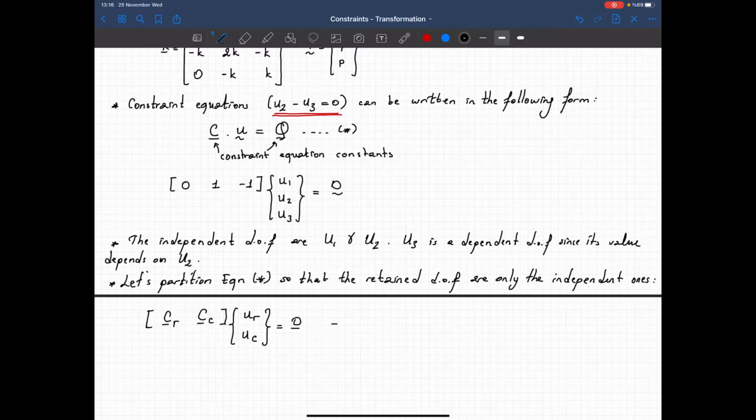So in this particular example, let's rewrite the equation star one more time. 0, 1, minus 1, times U1, U2 and U3 is equal to 0. So the first two degrees of freedom are the ones that I want to retain. They are the independent degrees of freedom. So I'm partitioning it this way. Okay. So this will be the CR matrix. This is CC matrix. This one is UR vector and this one is UC vector. Right?